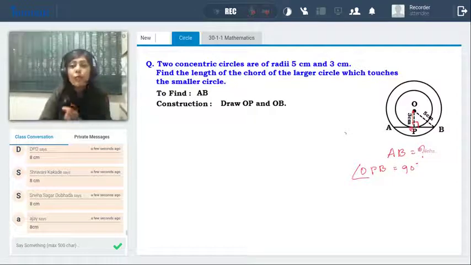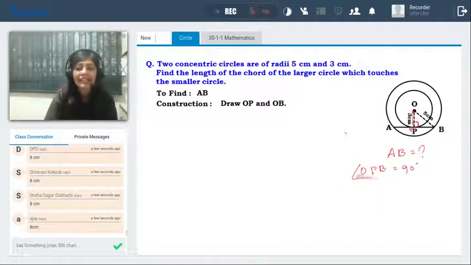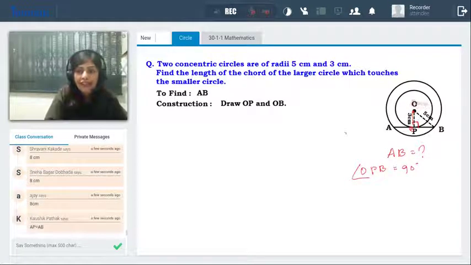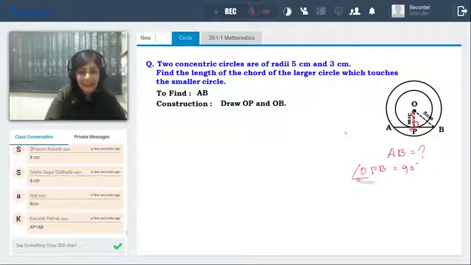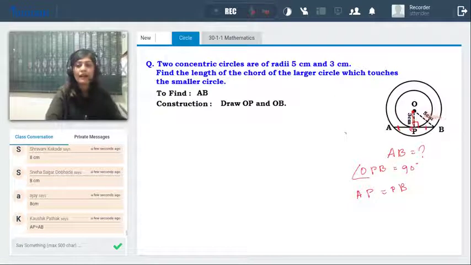Now students, the moment we realize angle OPB is 90 degrees, there are two conclusions. First, OP, that is the segment from the center of a circle to the chord, is perpendicular to the chord. Yes, very good, Kaushik. So from O, we have a segment perpendicular to the chord. We already know the theorem from our ninth standard: a perpendicular drawn from the center of a circle to the chord bisects the chord. Yes, very good. So what we understand is AP is equal to PB. Let me quickly mark that AP and PB are equal.